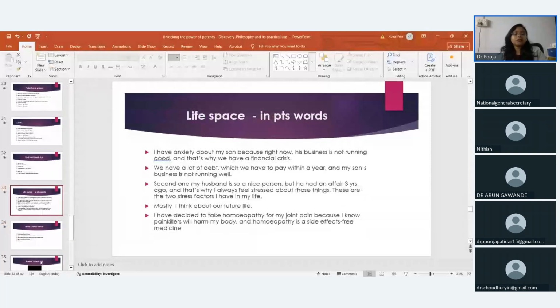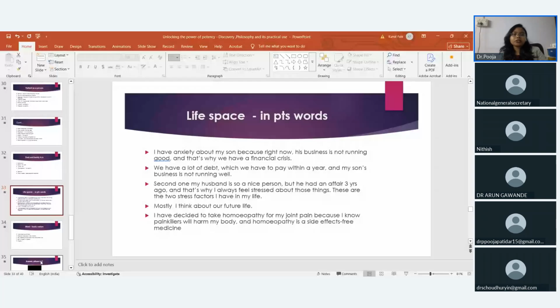Now, everyone, please give your attention here, because you have to tell me about the rubric and your thoughts on this case.